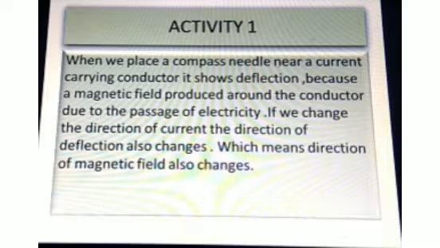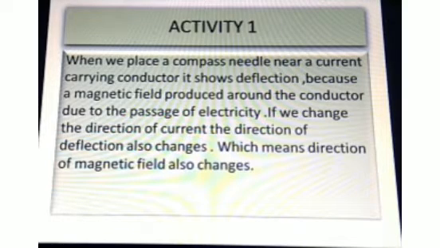When we place a compass needle near a current carrying conductor, it shows deflection because a magnetic field is produced around the conductor due to the passage of electricity. If we change the direction of current, the direction of deflection also changes, which means the direction of magnetic field also changes.